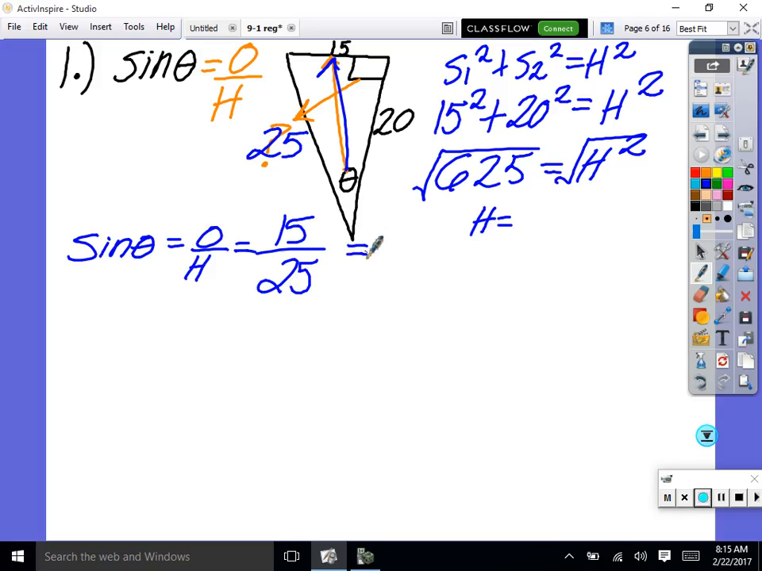Yes. 15 over 25 simplifies, guys. What do they both divide by? 5, correct? Or you could type in your calculator 15 divided by 25, math, enter, enter. You get 3/5.